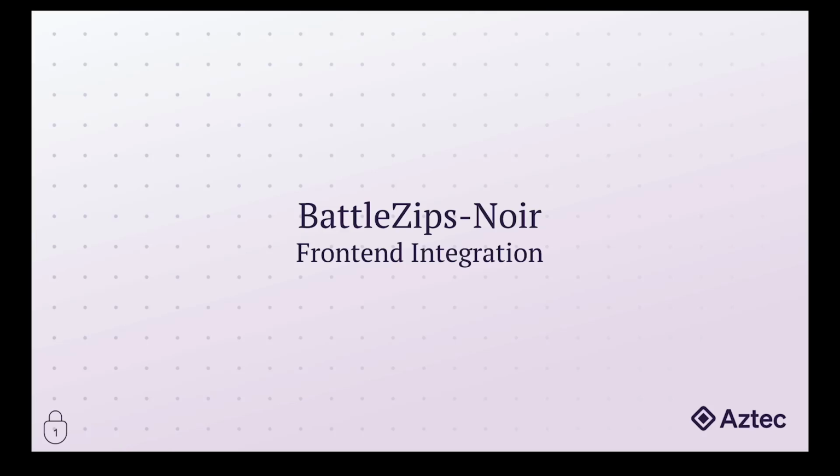This is the final installment of the Battleships-Noir series. In this video, we're going to look at integrating our Noir proofs into a front-end application. We'll show where they wrap into the React code and how they connect to the smart contracts, and also show how web workers can be used to run the TypeScript libraries that Aztec provides through a WebAssembly file. But let's go ahead and get started.